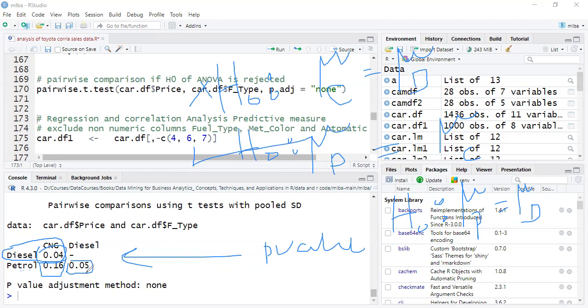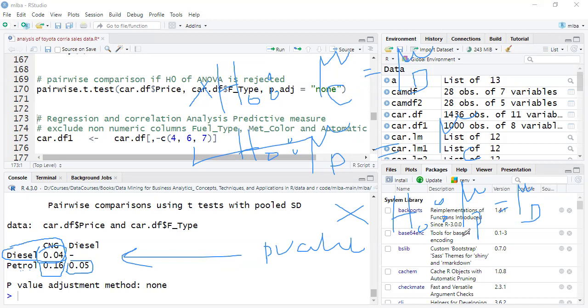And petrol and diesel, it has a 0.05. So less than or equal to 0.05, it is rejected. Equal to will also be rejected, or less than will also be rejected. So out of the 3 null hypotheses, 2 are rejected and 1 is accepted.